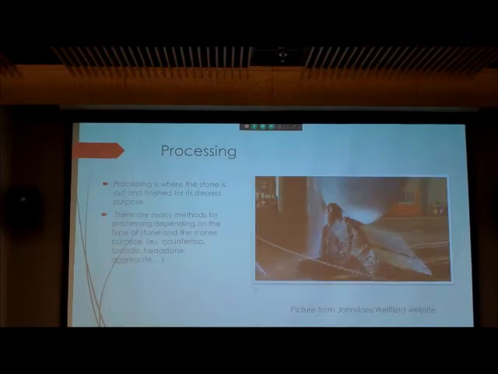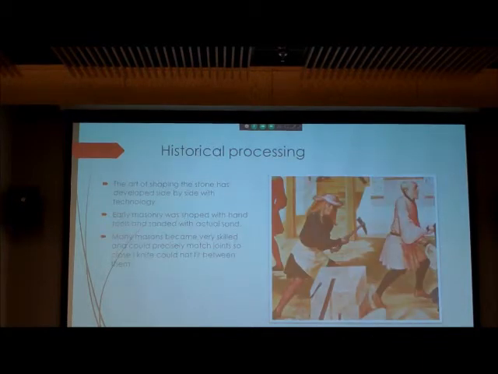So the processing plant is where the stone is cut and finished for its purpose. There are many methods. A lot of the methods depend on what type of rock you're using and what you're using it for. Historically, this would all be done with axes, picks, hammers, chisels. People got really good at it. They got very accurate. There are some places where they say you can't even stick a knife between the blocks because they're cut so accurately.